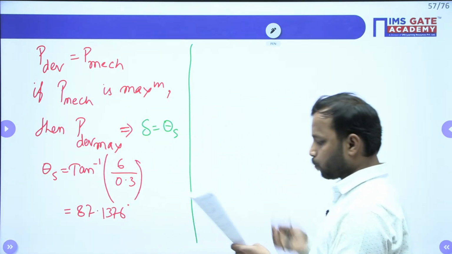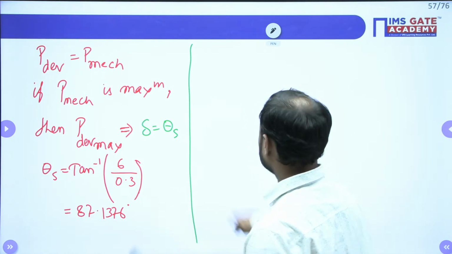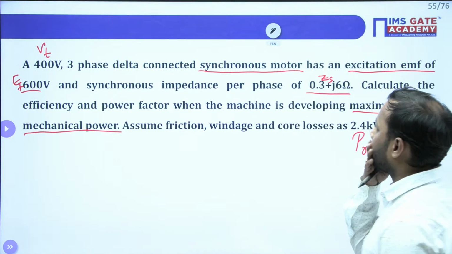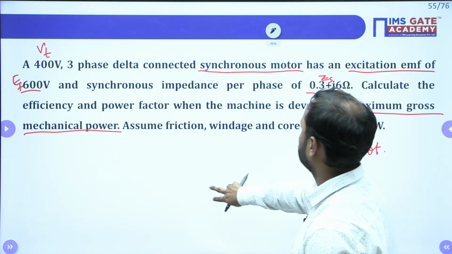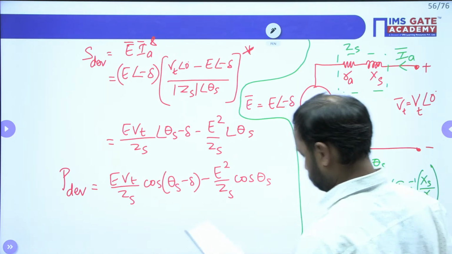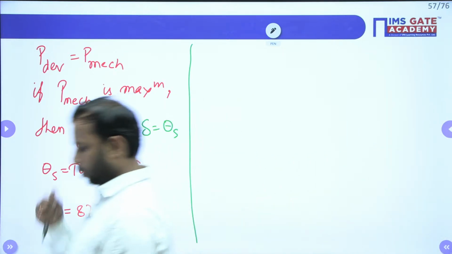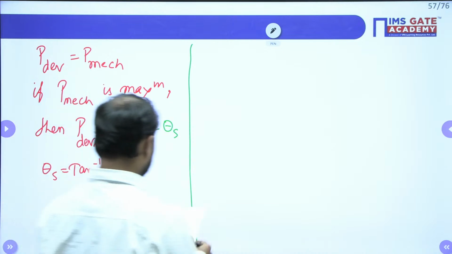Done. All right. So what do I need to calculate? I need to calculate efficiency, na? Or efficiency and the power factor.